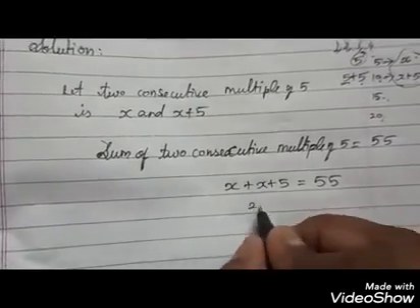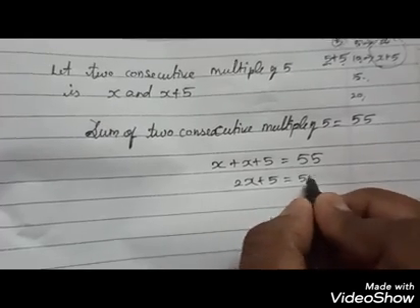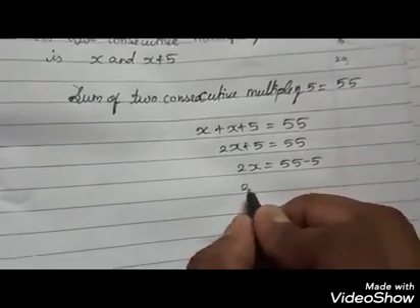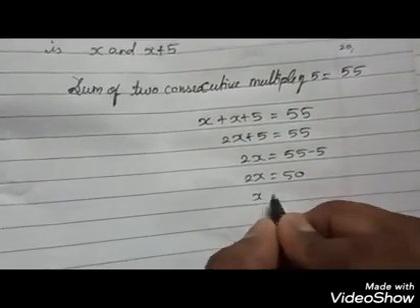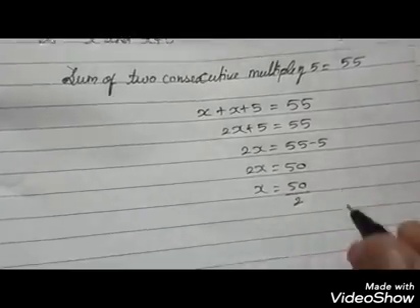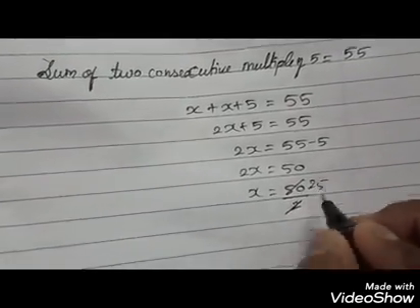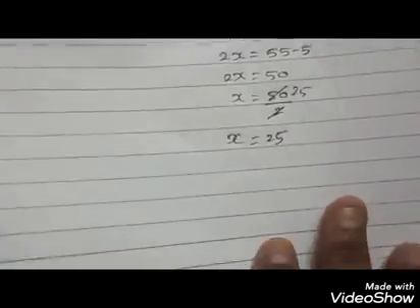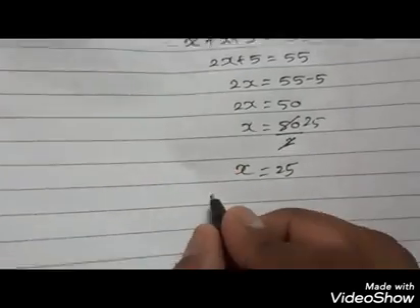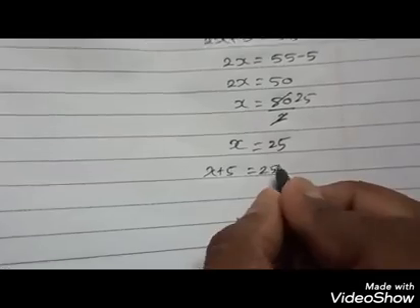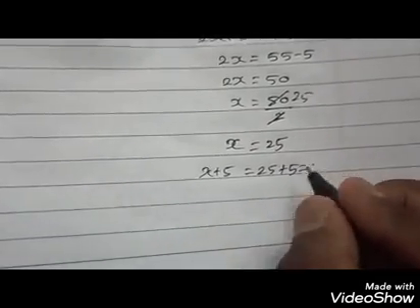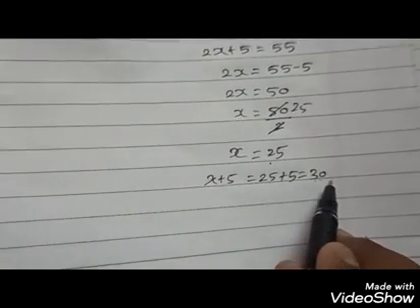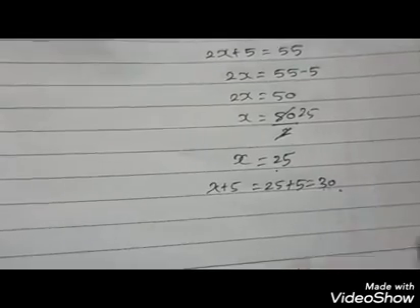So now 2x plus 5 equals 55, then 2x equals 55 minus 5, so 2x equals 50, and then x equals 50 divided by 2. So now you get 25. The value is x equals 25. So the first multiple is 25, and the other one is x plus 5, 25 plus 5 which is equal to 30. So now you see 25 and 30 are the 2 consecutive multiples. Add these 2, you get 55.